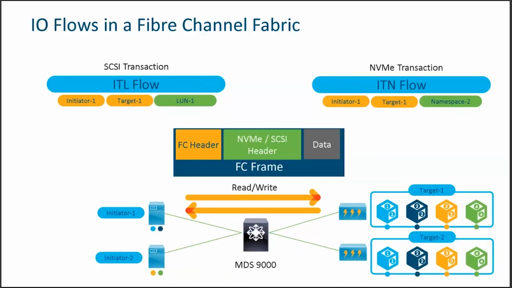Okay, so we looked at this picture. I'm not going to go into detail, but essentially, when we exchange these read and write commands, and now that we have looked at the packet header, we know where these things are sitting. The initiator FCID and the target FCID are sitting in the FC header, the orange color, and the LUN or the namespace are sitting in the respective SCSI or NVMe headers. And that's what makes our flow. So if initiator 1 is talking to LUN 1 and LUN 2, that becomes our initiator 1, target 1, and LUN 1 flow.